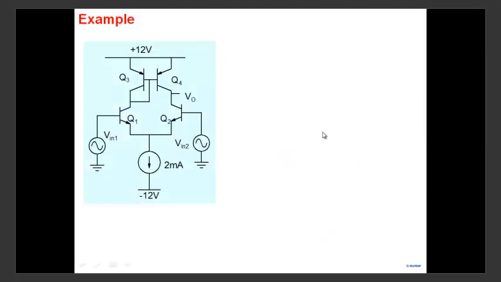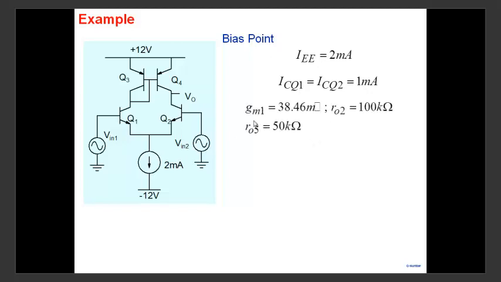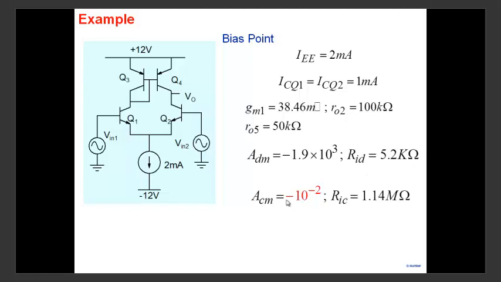Simulation gives us, so let me summarize, what does simulation give us? Bias point is fine, IE is 2 milliamperes, ICQ1, ICQ2, 1 milliampere each. GM1, R02, we know how to calculate these. ADM, minus 1.9 times 10 to the power 3. RID, 5.2K. We know how to calculate each one of them. ACM, I put in red through simulation, minus 10 to the power minus 2, 0.01. RIC is 1.14 megaohm. CMRR, 1.9 times 10 to the power 5.